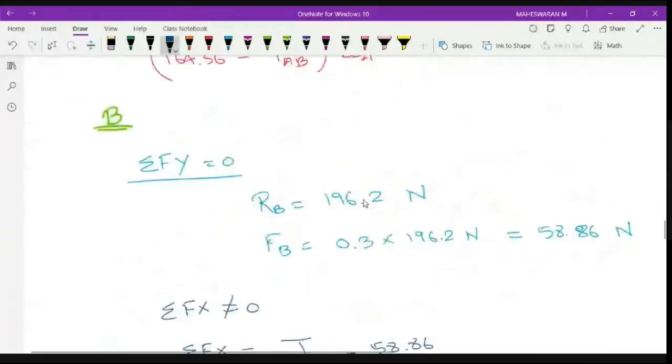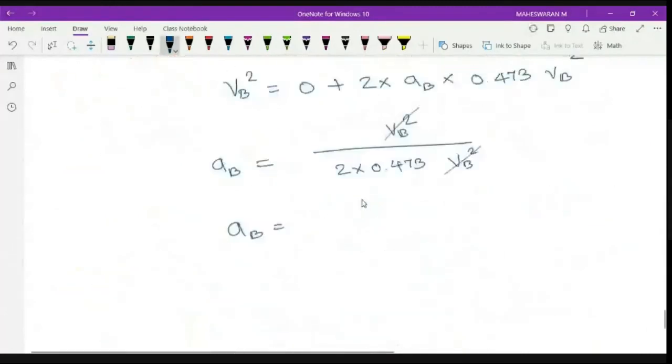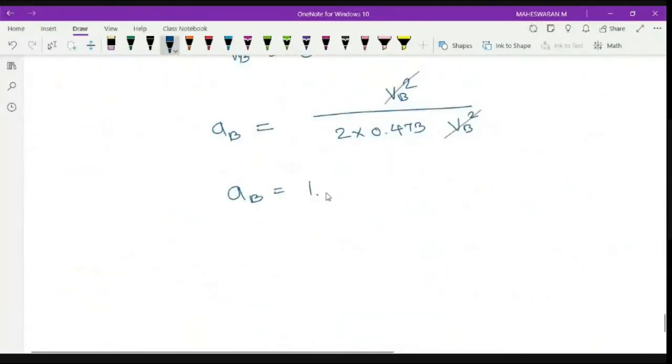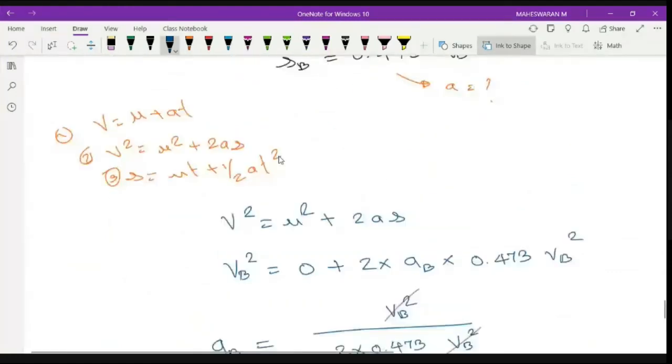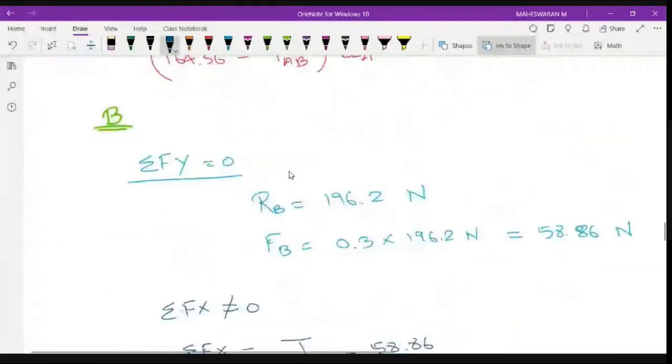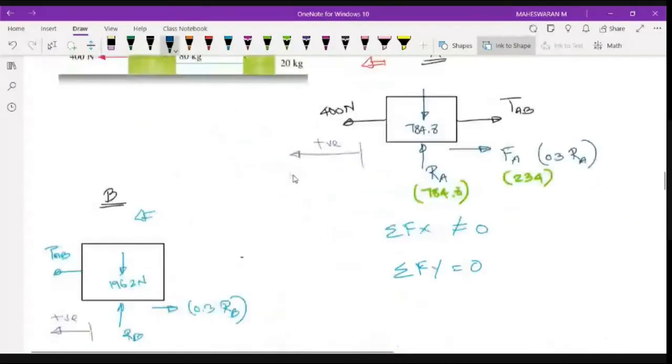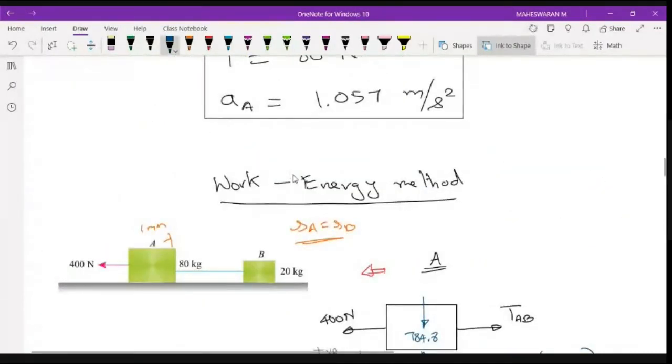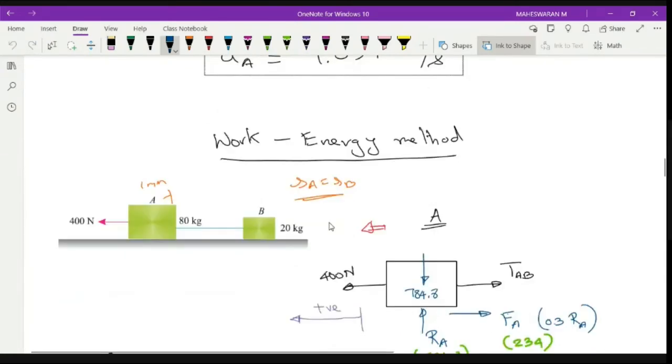So you get 1.057 meter per second square. So this method is what? Work energy method, right? The same concept. What I am doing, I'm just equating sigma Fx and making it as work done. Then identifying what is my energy and proceeding like that, right? So this is my first step.